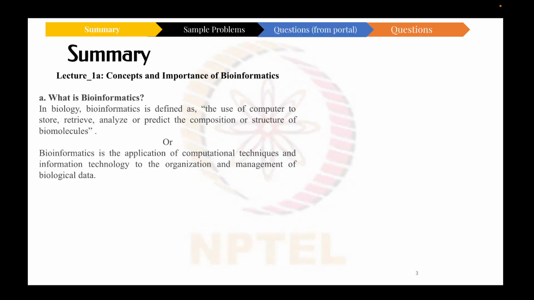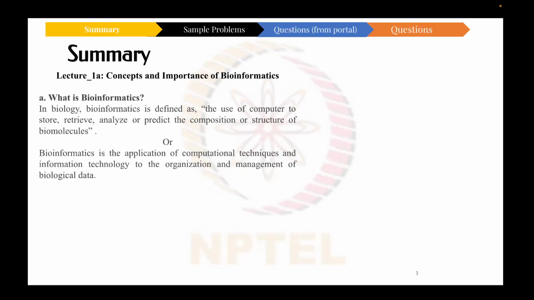Okay, to start with, concepts and importance of bioinformatics. So, what is bioinformatics? In the field of biology, we define bioinformatics as the combination of biology and technology, where computers become our trusted allies in unraveling the mysteries of living organisms. Imagine a world where complex details of biological data are seamlessly organized and managed with the help of advanced computational techniques and information technology. Well, that's precisely what bioinformatics is all about.